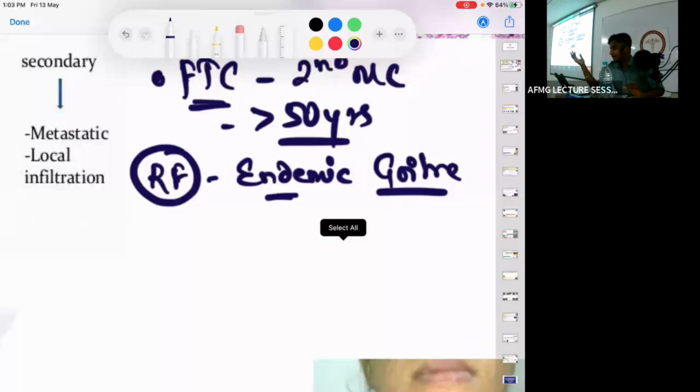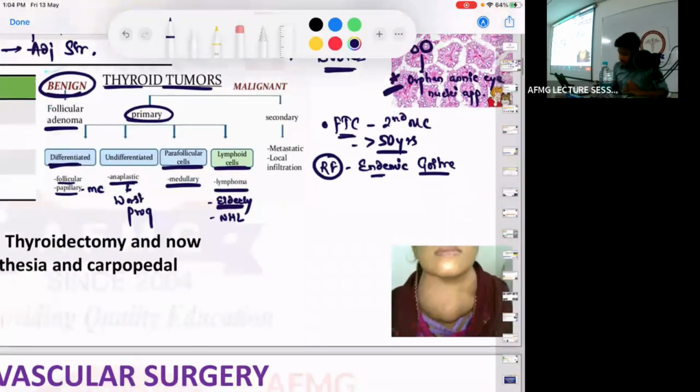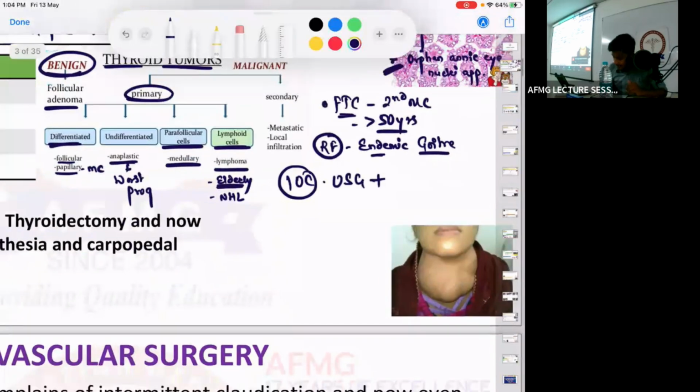Young में papillary, old में follicular. Thyroglossal cyst के बाद papillary, radiation के बाद papillary, but endemic goiter के बाद follicular. Investigation of choice, anybody? Very good. Investigation of choice would usually be an ultrasound first and followed by a biopsy. Ultrasound guided FNAC.